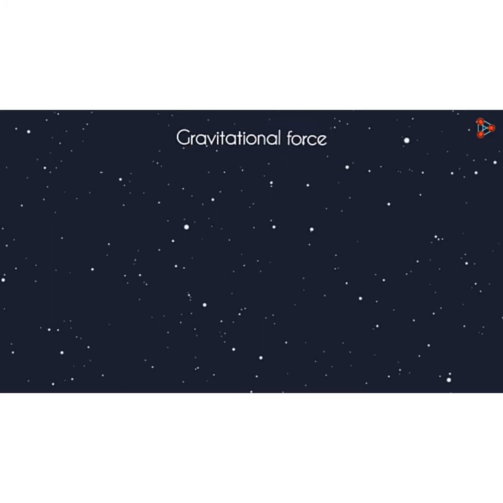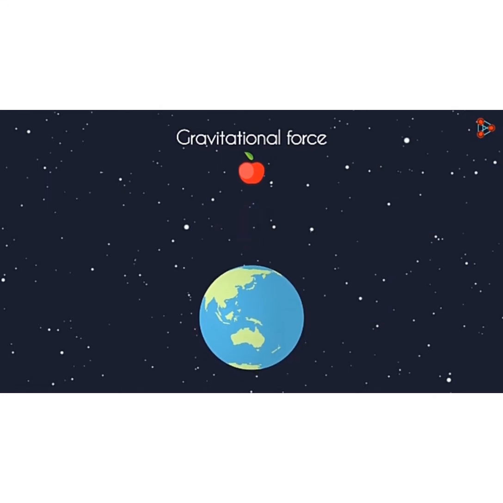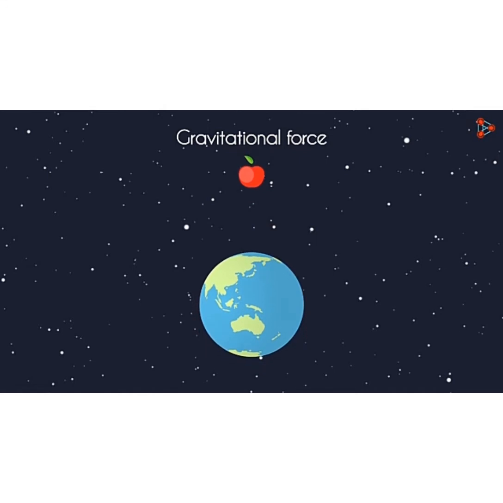Gravitational force is the attractive force between any two objects with non-zero mass separated by a distance. So does the apple fall towards the earth, or does the earth move towards the apple? Or do both move towards each other? It's actually simple logic.